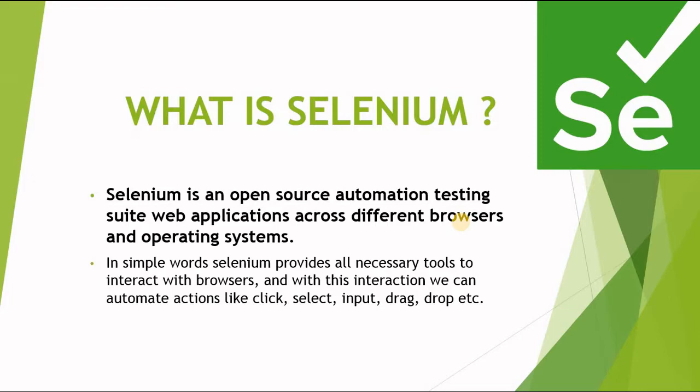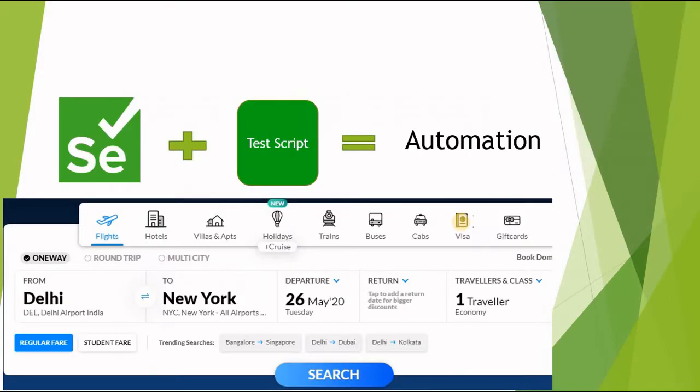In simple words, Selenium provides all necessary tools to interact with browsers, and with this interaction, we can automate actions like click, select, input, drag and drop, etc. So, how does this automation happen? Selenium is a tool which helps you to interact with the browser, and then with the help of that interaction, we create a test script to perform the actions. And with the combination of this interaction and the test script, we can automate the actions.